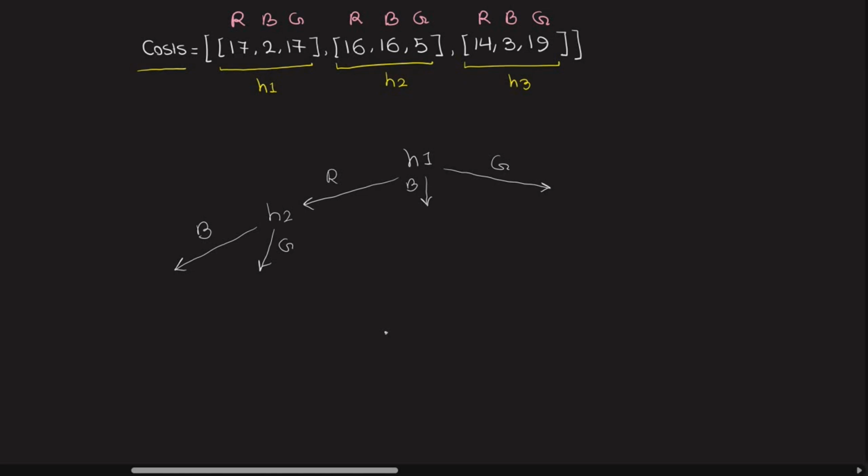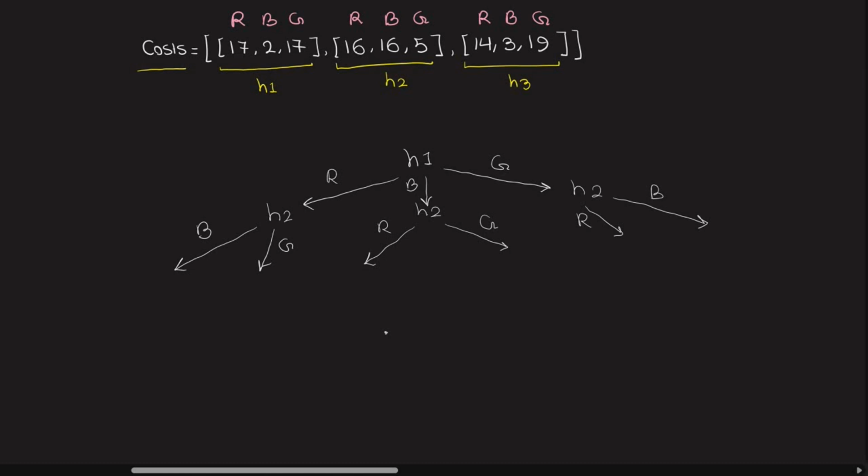In a similar fashion, if I select color blue for house 1, for the second house I have 2 options. I can select the color red or color green. Or if I select house 1 with color green, for house 2 I have 2 options. I can select color red or I can select color blue.